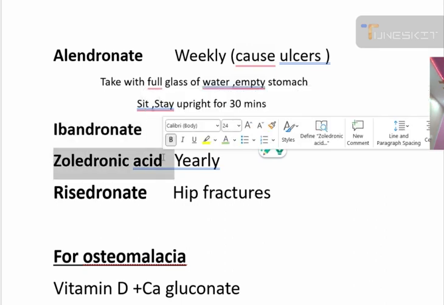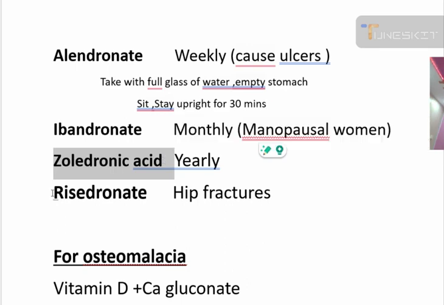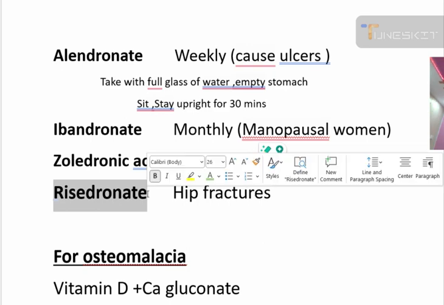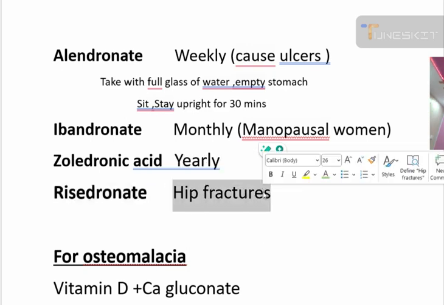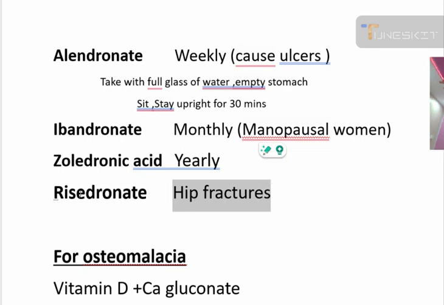Zoledronic acid is used once yearly, and risedronate is specially used for hip fractures. It prevents hip fractures. So for hip fractures, risedronate is used. And I've told you that the doctor will advise vitamin D and calcium supplements, and calcium gluconate will be given along with vitamin D.